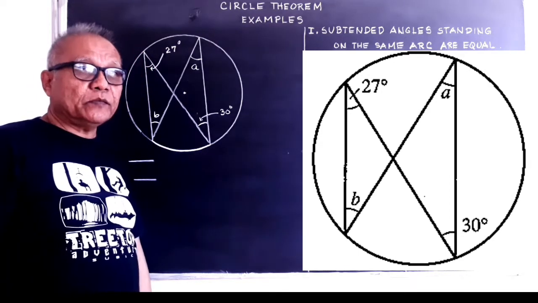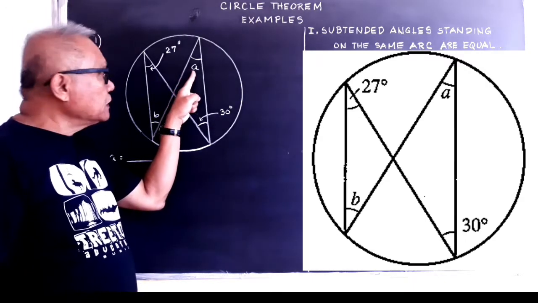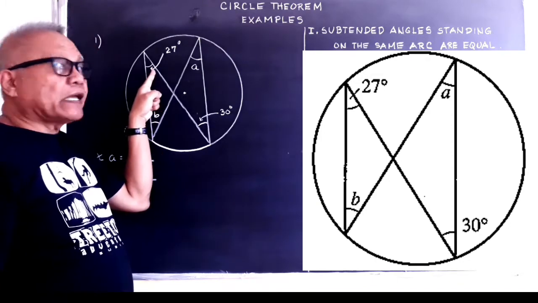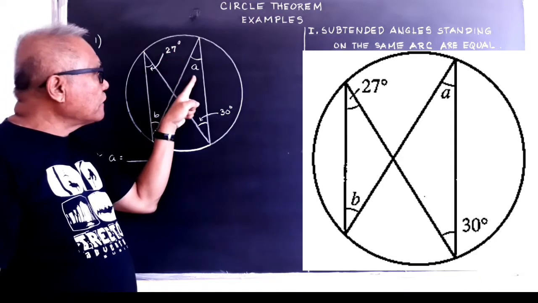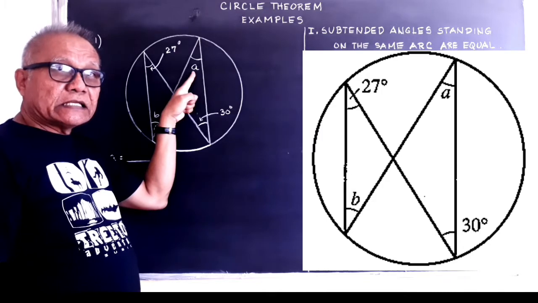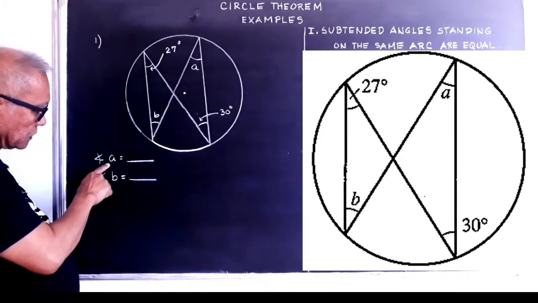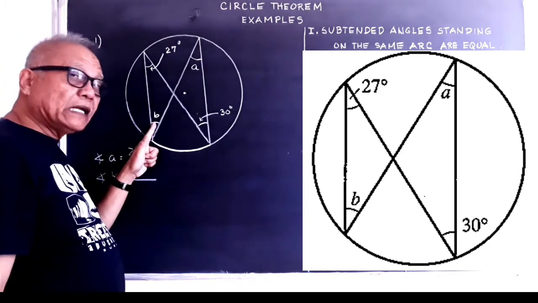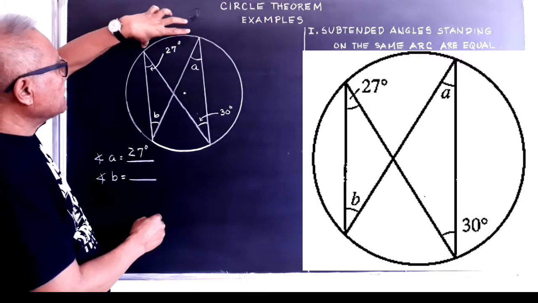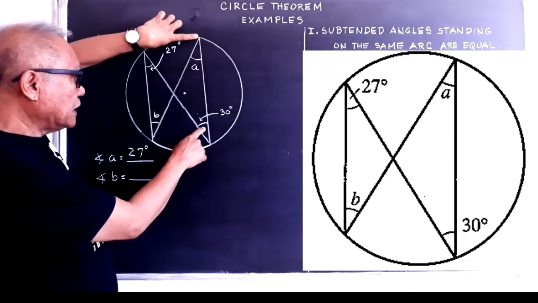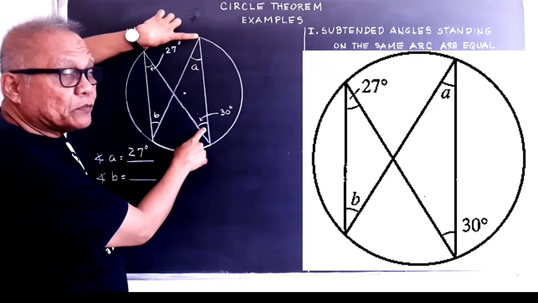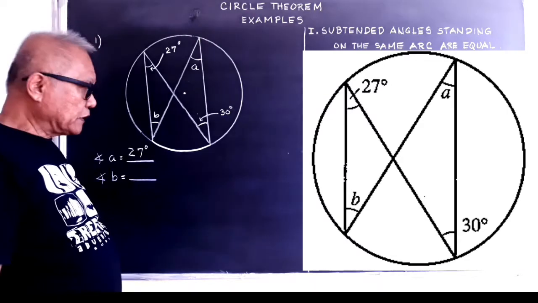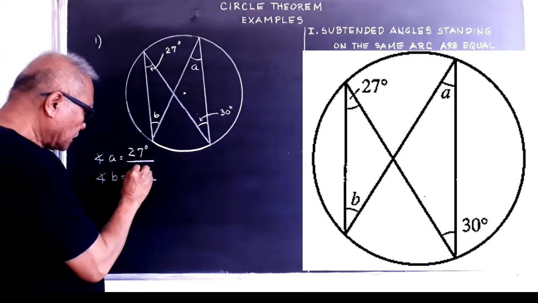If they are standing on the same arc, then this angle A and this angle here are equal. So what is this angle? This is 27 degrees. Therefore, our angle A is 27 degrees. Angle B is standing on this arc here, and this angle 30 degrees is also standing on the same arc. If they are standing on the same arc, they are equal or congruent. So B is equal to 30 degrees.